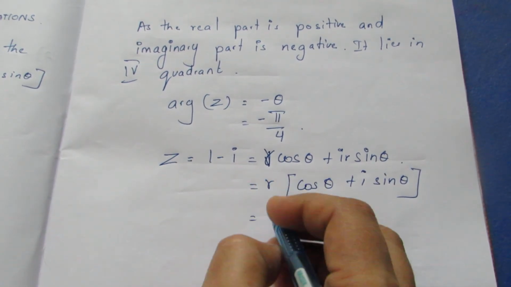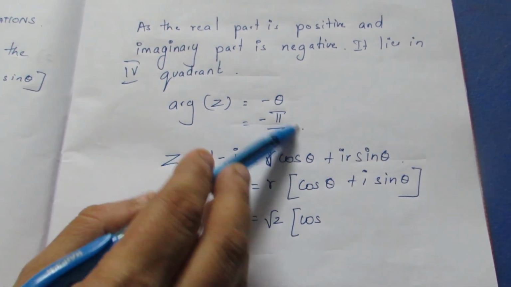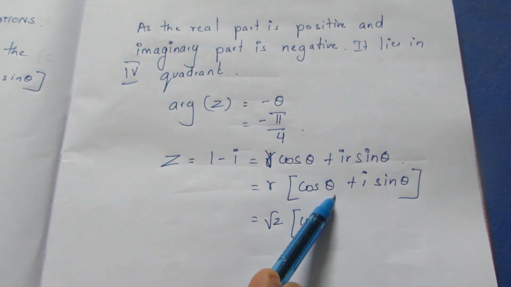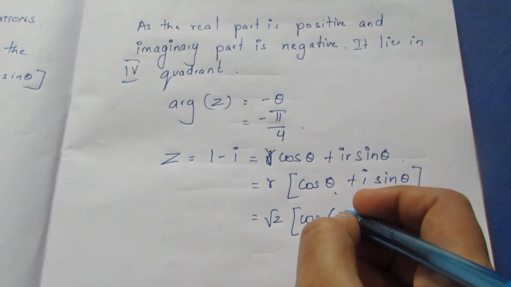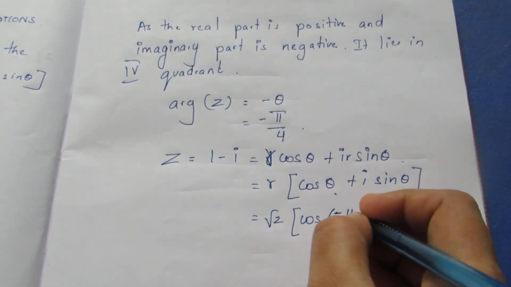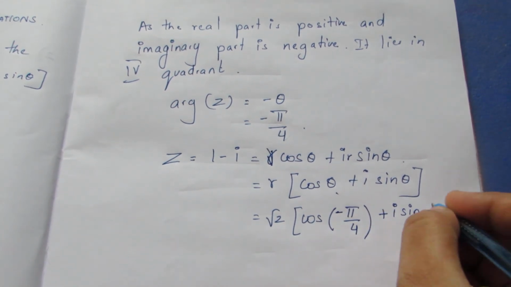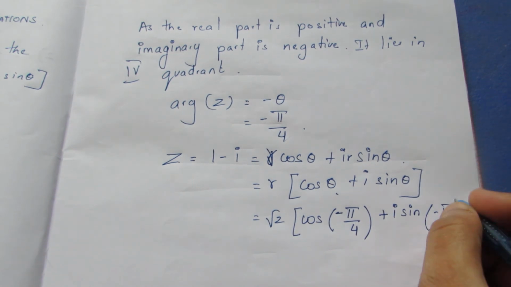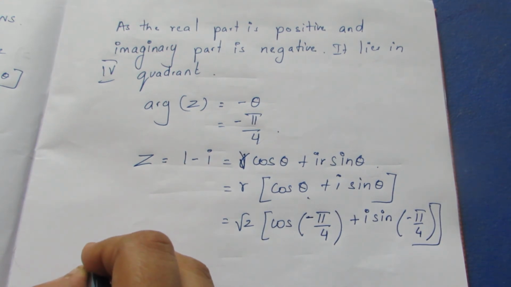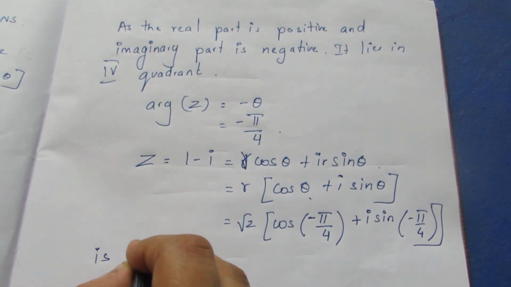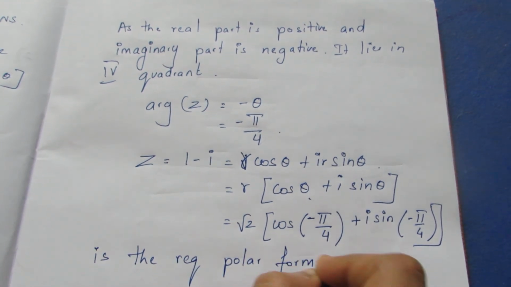For that we found r to be root 2. So root 2 cos, now what is the theta value? We need to substitute not the value we found for theta, but the argument of z. That is, the theta value here is minus pi by 4. So root 2 into cos of minus pi by 4 plus i sin of minus pi by 4 is the required polar form. So we have formed the polar form.